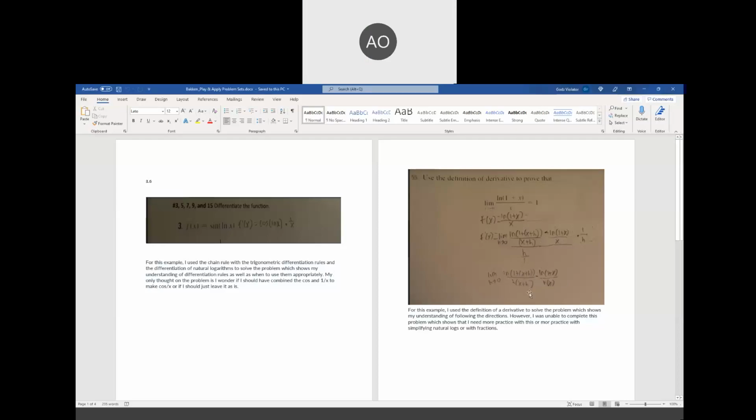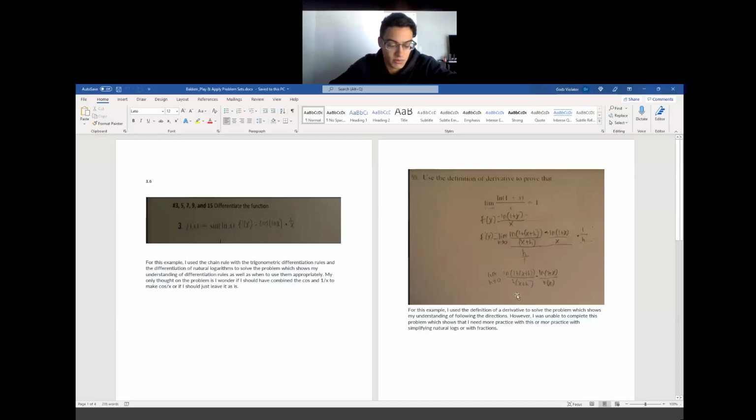All right. For 3.6, I did number 5. Let me share my screen really quick. My computer's lagging out. Okay. So number 5 right here, the problem was what's the derivative of ln 1 over x?